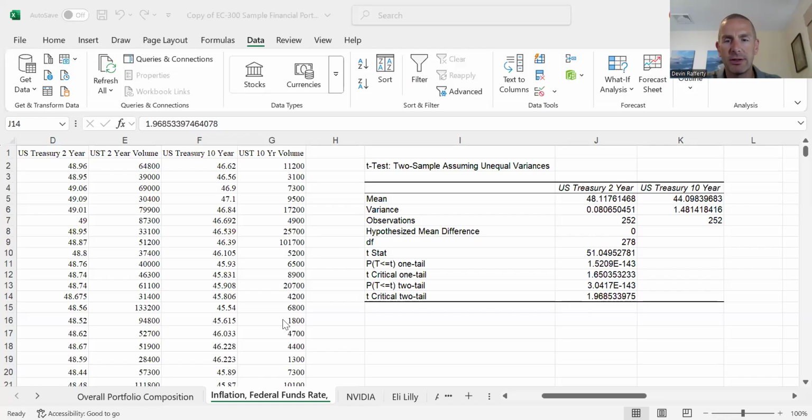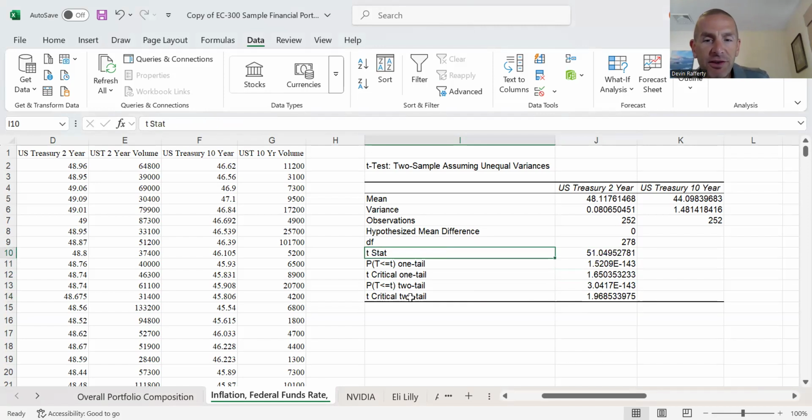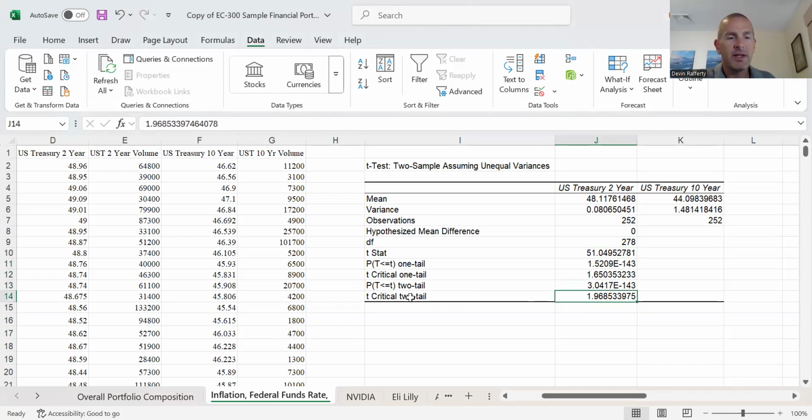As you can see right here, the critical value for the two-tailed test is 1.96. Meanwhile, our test statistic is 51. We have a test statistic of 51, but our critical value is 1.96. And since we have a two-tailed test, it's negative 1.96 and positive 1.96.